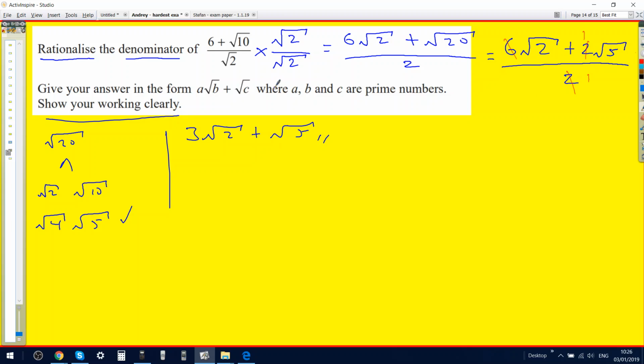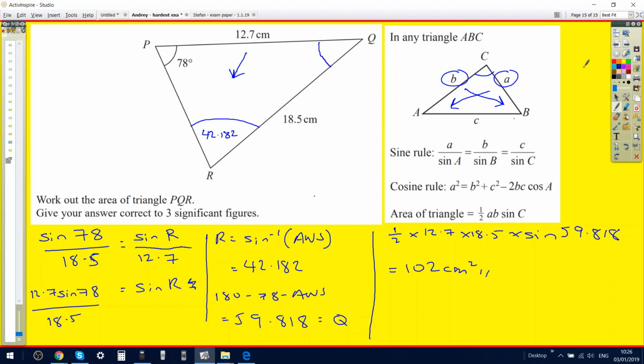Yeah, rationalize the denominator: multiply the top and bottom by the denominator, and then just simplify, and your calculator can do a lot of the work for you. And then this one we just did.